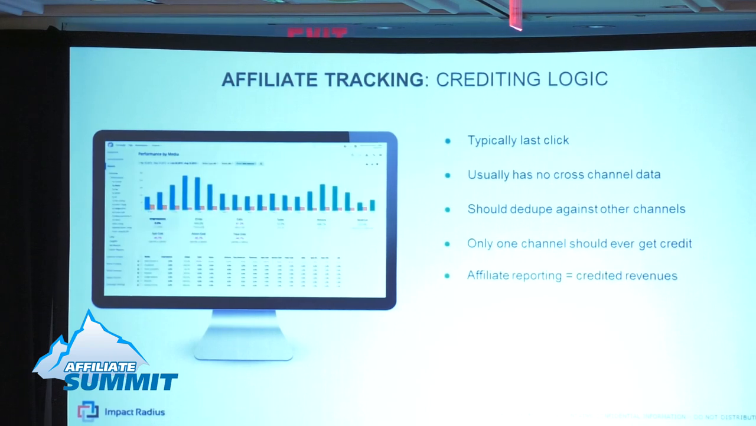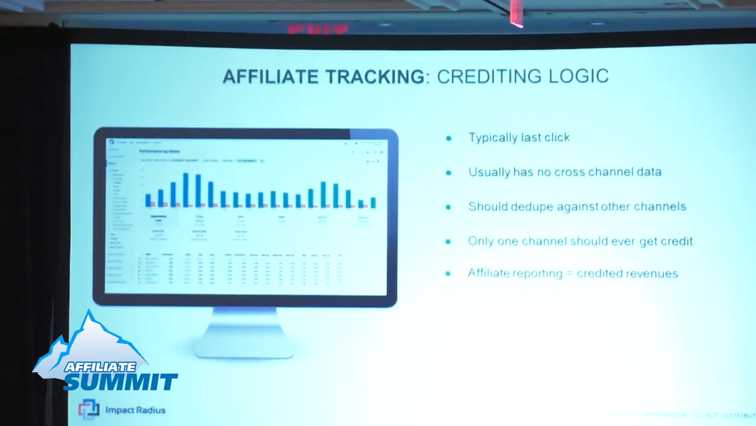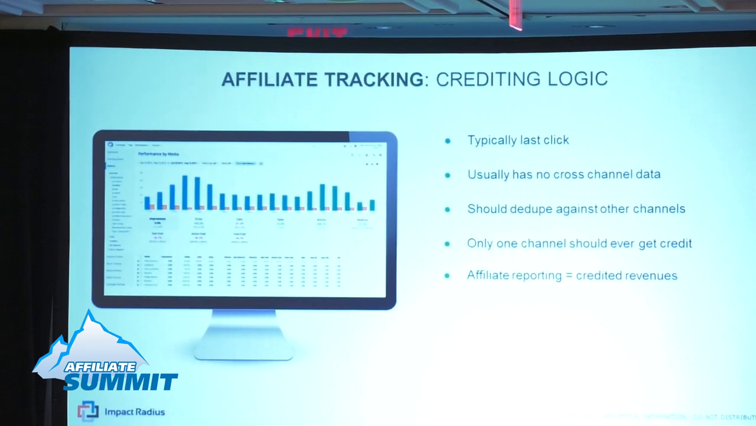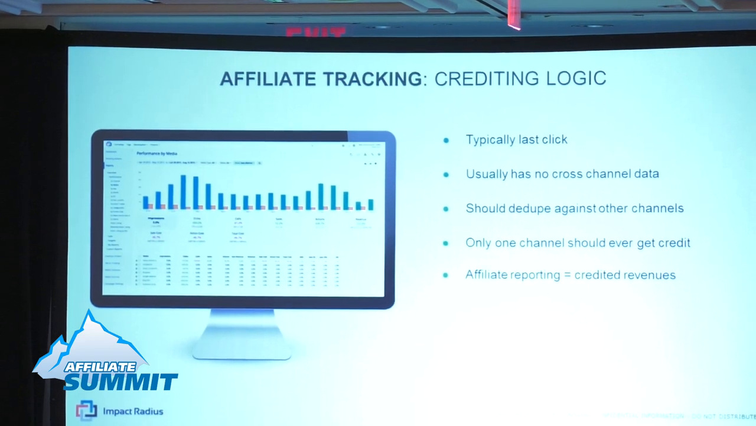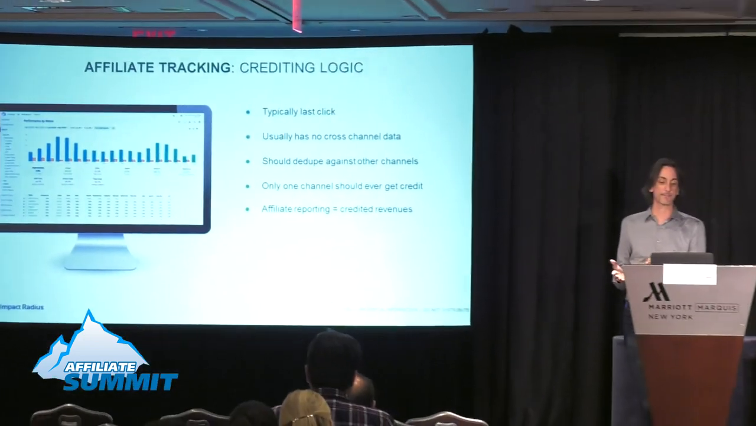So when you think about your affiliate reporting, when you log in, this is crediting logic. This is credited revenue. Basically, the affiliate earned a commission. What we don't see is when they were involved, but no commission was generated because our crediting logic didn't apply.